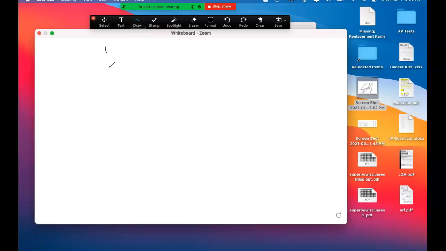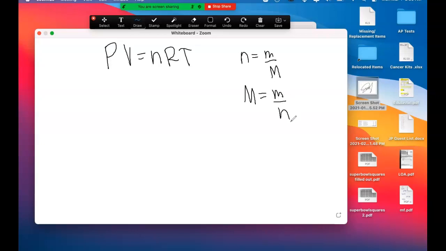All right, so PV equals nRT, all right? And then we know that n equals mass over molar mass, which just means that molar mass is mass over mole. I mean, this is just a rearrangement of it. If you want to find the molar mass of a gas, if you know its mass in grams, and you know its moles, grams divided by moles is molar mass.